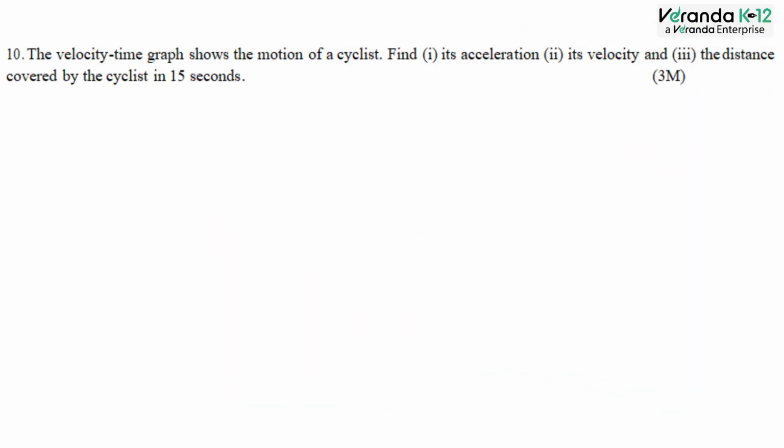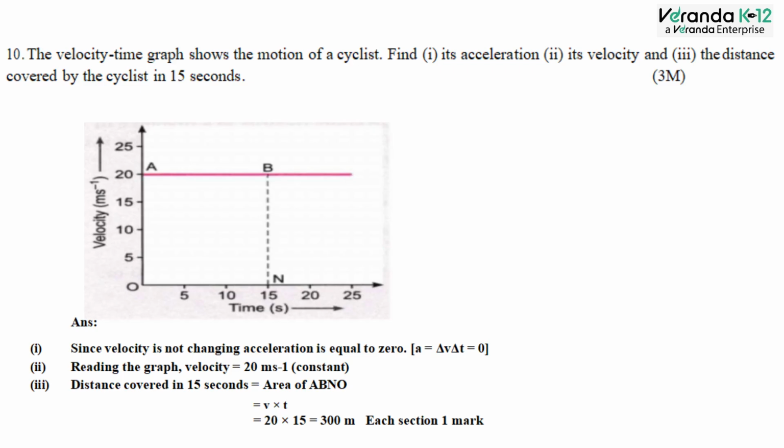Question number 10. The velocity-time graph shows the motion of a cyclist. Find its acceleration, its velocity and the distance covered by the cyclist in 15 seconds. The total mark is 3. The answer for the first one: since velocity is not changing, acceleration is equal to 0. Second one, reading the graph, we get velocity is 20 meters per second, which is constant. The distance covered in 15 seconds is equal to the area ABNO, which is velocity times time. Velocity is 20 meters per second and time is 15 seconds. So the answer is 300 meters.